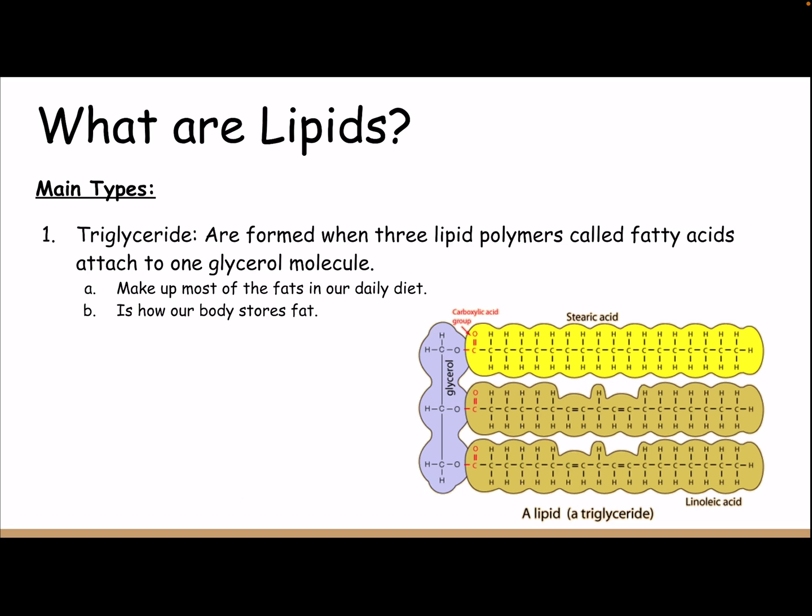So when we're looking at this, our lipid polymers are these yellow strands, and then our glycerol is the purplish bluish piece on the side. And when we combine that way, the reason I want to bring this up is because this is how most of the fats in our daily diet are stored in the body, okay?